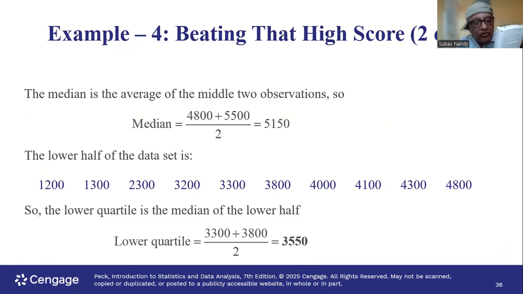Mean is 4775, whereas the median is 5150. So the median is slightly greater than the mean. Sorry, the mean is slightly less than the median. Mean is 4775. Median is 5150. So the mean is slightly less than the median. Slight skew on the left. Slight negative skew. Okay.